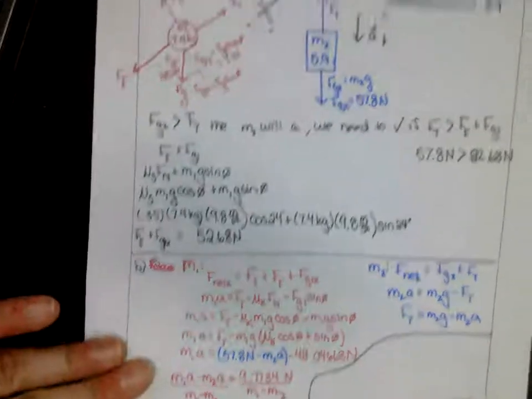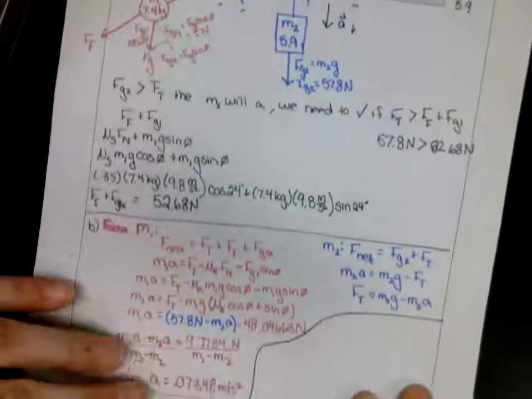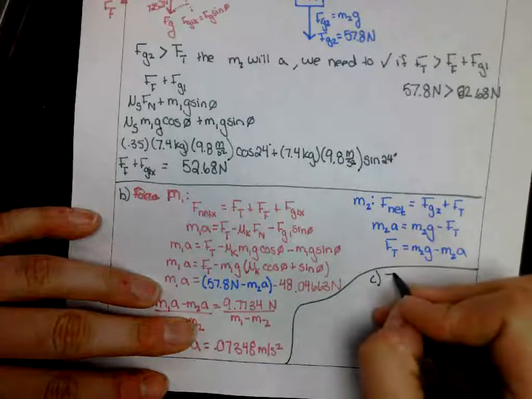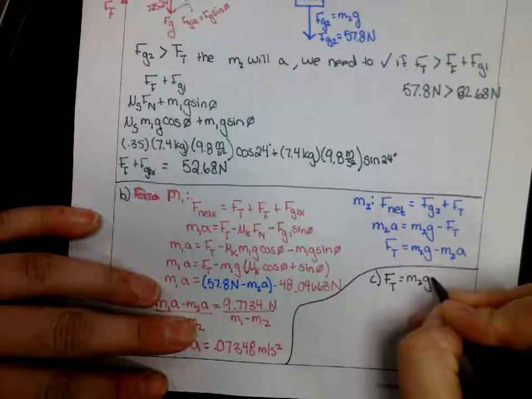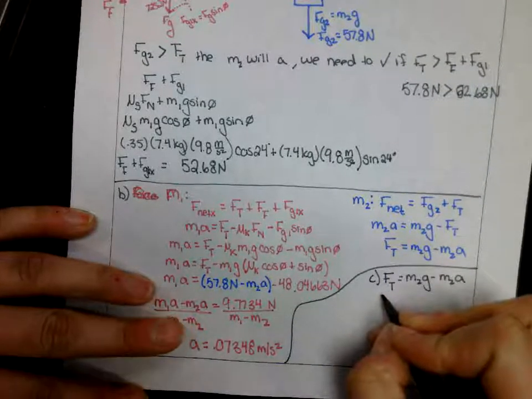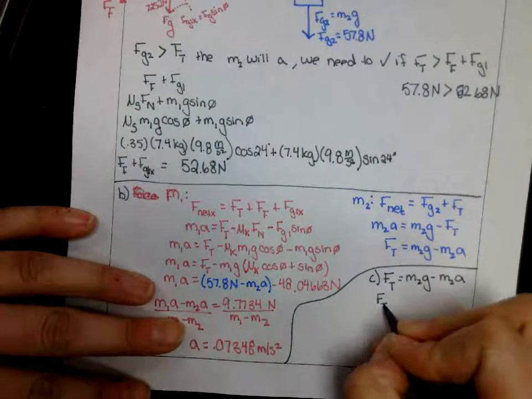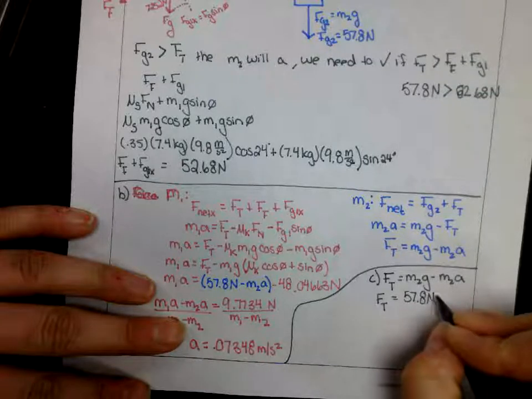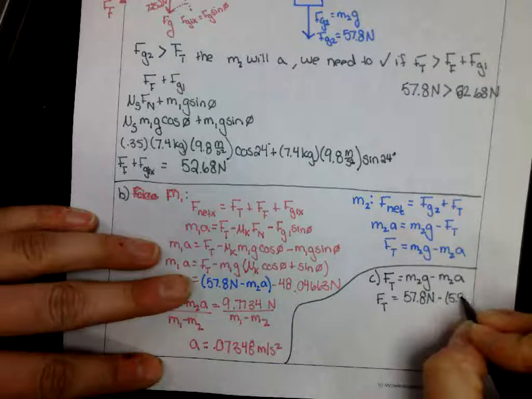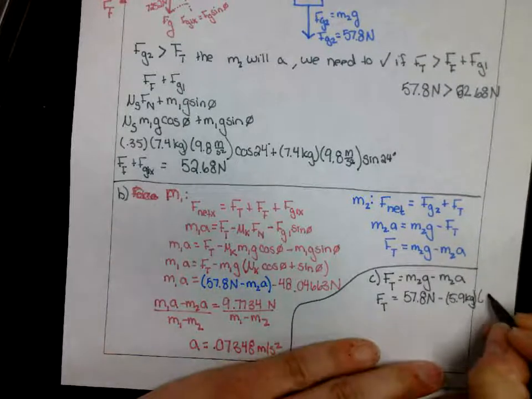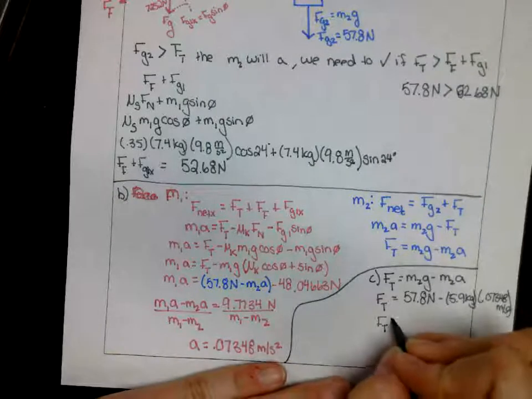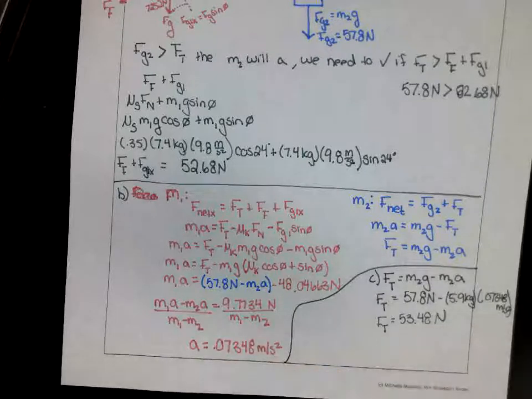Last but not least, we need to do part C. Part C wants to know the force of tension in the string, like all the part C's. So I'm going to go back up here to this force of tension problem. The force of tension equals mass 2 gravity minus mass 2 acceleration. The force of tension is equal to mass 2 gravity is 57.8 newtons. Mass 2 was 5.9 kilograms. Acceleration is 0.07348 meters per second squared. So my force of tension is equal to 53.48 newtons.